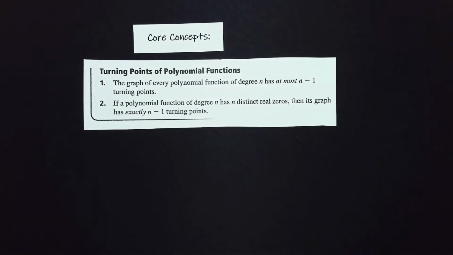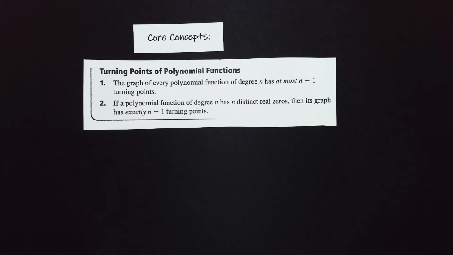All right, we need to learn a few core concepts here, talking about these turning points, the maxes and mins. The graph of every polynomial function of degree n has at most n minus 1 turning points. So if it is a cubic polynomial, degree 3, it has at most 3 minus 1, so 2 turning points. It doesn't have to have 2 turning points. It could have 1 or 0.